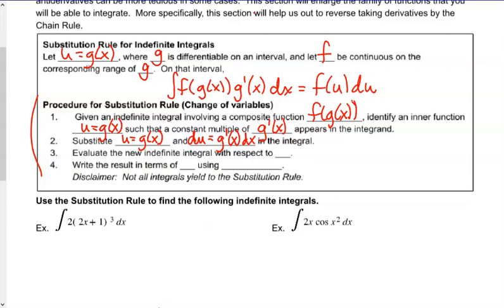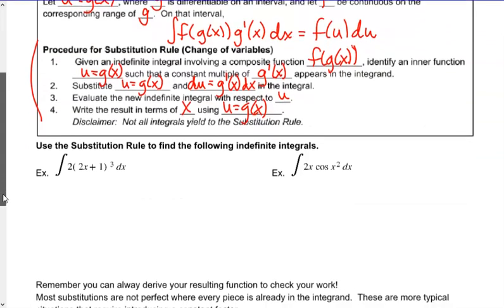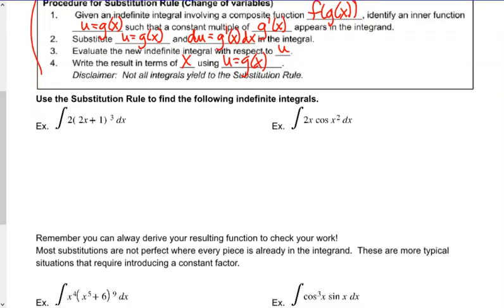And we're going to substitute that into the original integrand. Number three, we're then going to evaluate the new indefinite integral with respect to our new variable, which is u. And then we're going to go backwards in terms of x. We can't leave our answer in terms of u, because that's not what we started with. So we have to go back in terms of x by using u equaling g of x. Now I know that might look foreign to you, but those are the procedures that we're going to take. Hopefully by example, you'll get the hang of how we do this substitution.